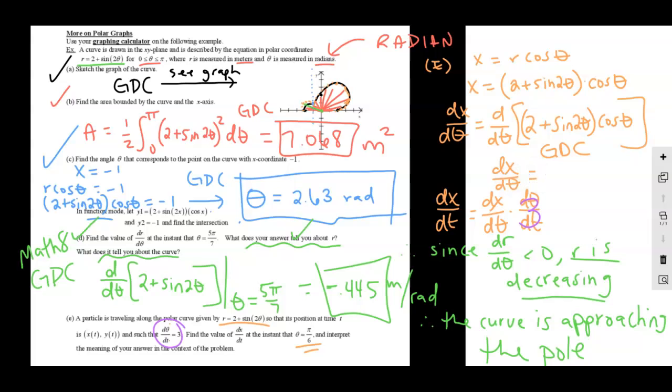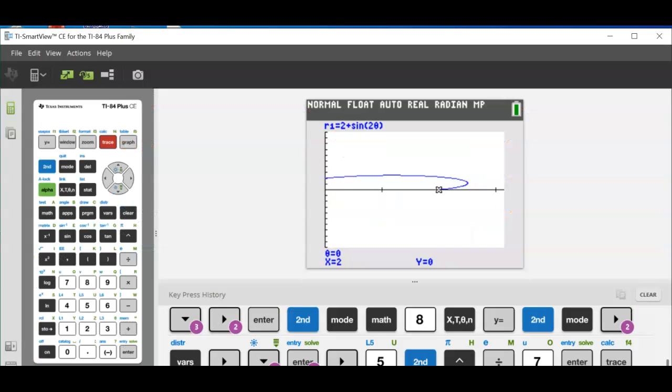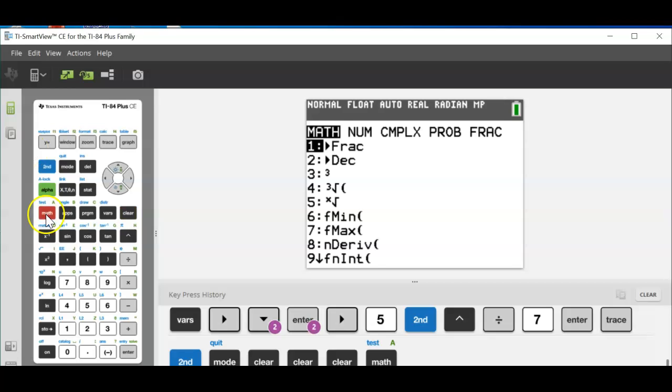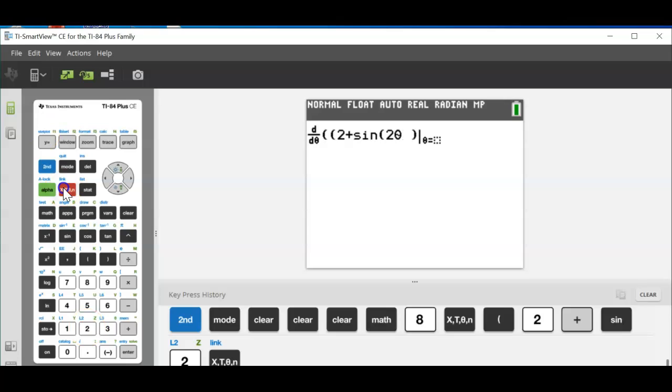Again, using the calculator, we're going to do math 8. Let's get out of there. Clear. You can do this either in parametric or in function mode. It doesn't really make a huge difference. Let's just go for it. Math 8. We have dθ, and then I need r times cosine θ. So 2 plus sine 2θ, close the parenthesis for the argument, close the parenthesis for r, and then I need cosine of θ, close that parenthesis.